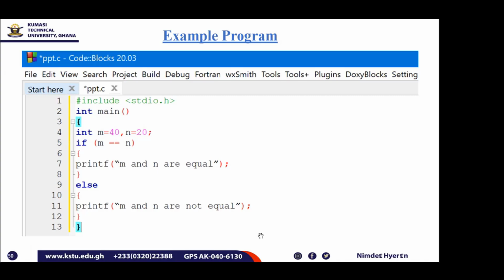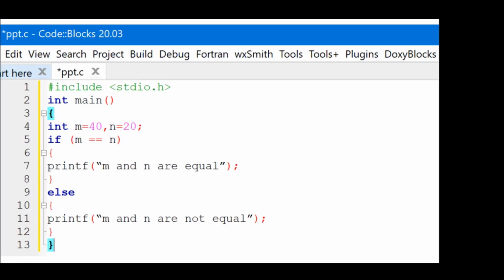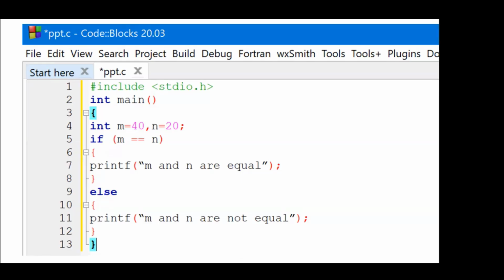Let's see an example quickly. Now, in this code, this is a simple code just to illustrate relational operator, where we are trying to find whether two integers are equal or not. So in this case, you have int m equals to 40, n equals to 20.